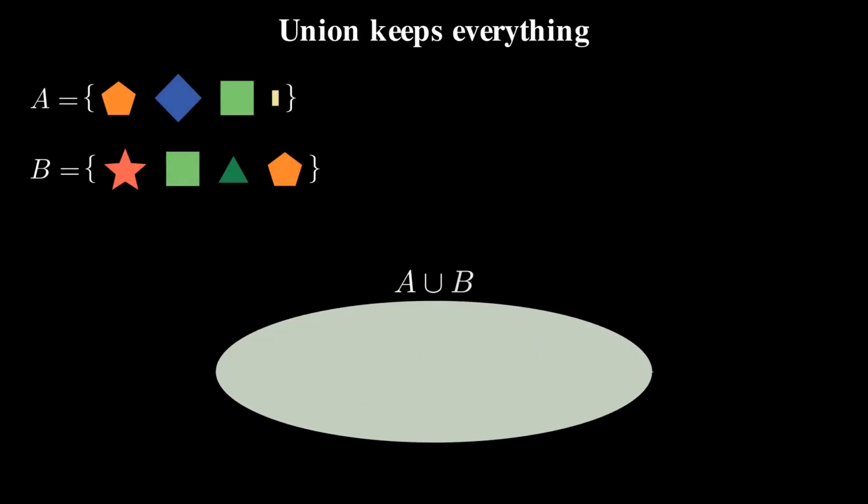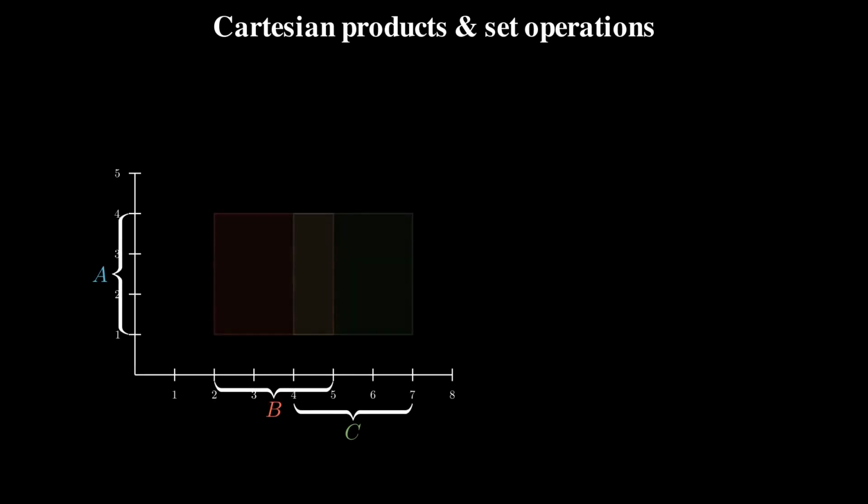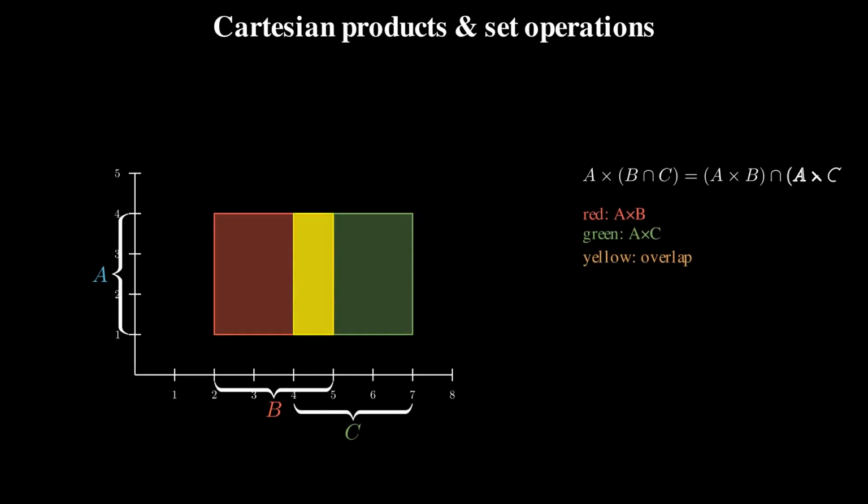Union is different. A union B keeps every element from either set, with no duplicates. We can also picture set operations with Cartesian products, rectangles on a grid. A times B intersect A times C equals A times the intersection of B and C. The yellow overlap shows that shared strip.